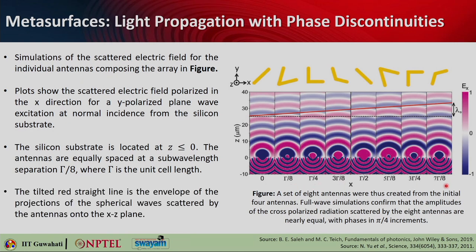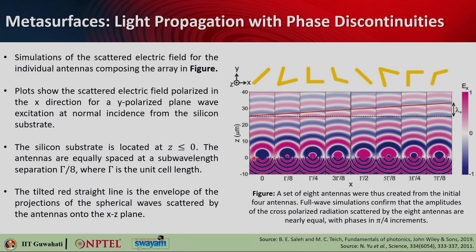Now, what happens if you draw the phase front, okay, you will see that this particular tilted red straight line shows you the envelope of the projection of the spherical waves that are scattered by these antennas onto the xz plane, okay. So, that way you are able to see that you are actually able to steer the beam. The beam, normally it would have been this black dashed line, but because they are incrementally adding pi by 4 phase, okay, you are able to tilt the beam or steer the beam.